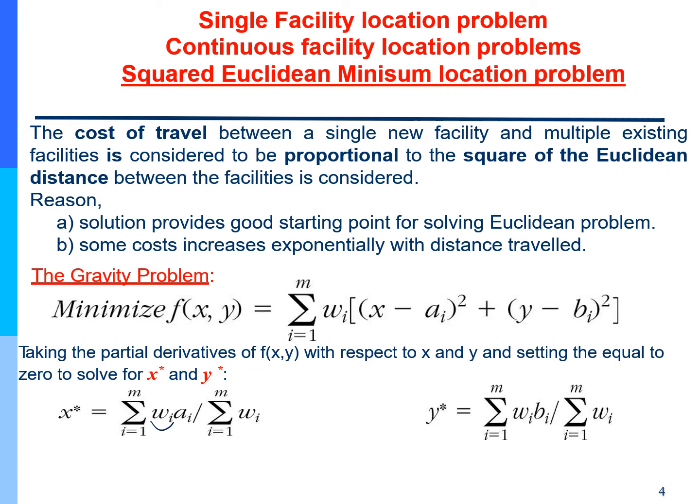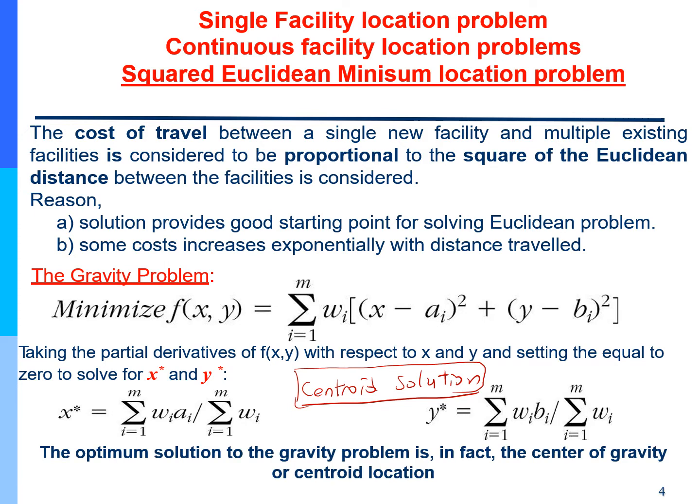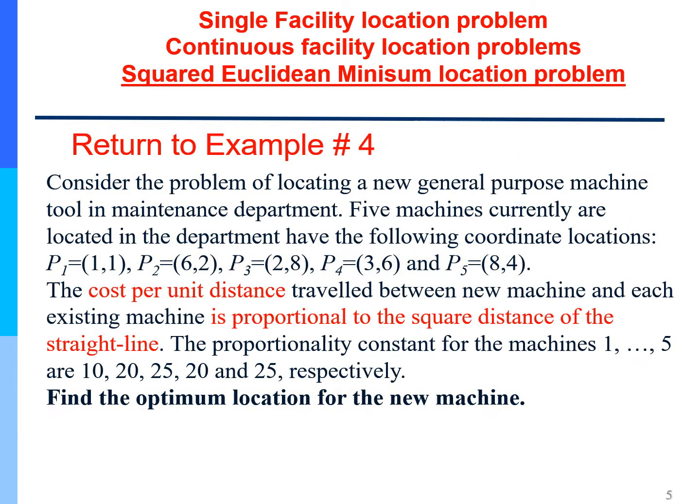And this will give you the centroid. Let me write it here. It's called the centroid solution. So it will be the centroid of the existing facilities, of the shape that covers the existing facilities. It is the gravity problem. Because of this reason, it will be the center of gravity. Okay, the name comes actually from the solution, from the result.